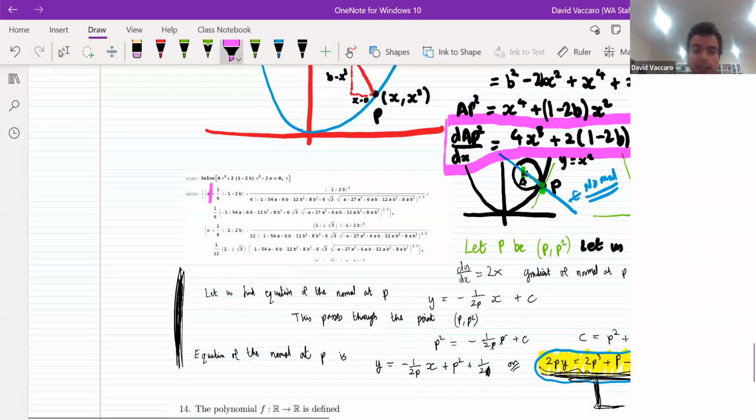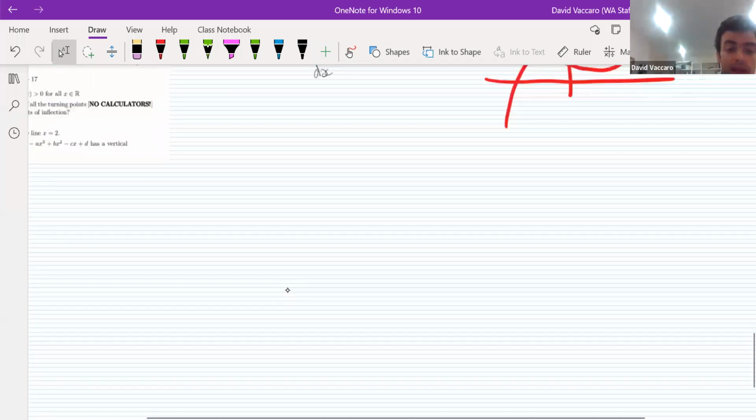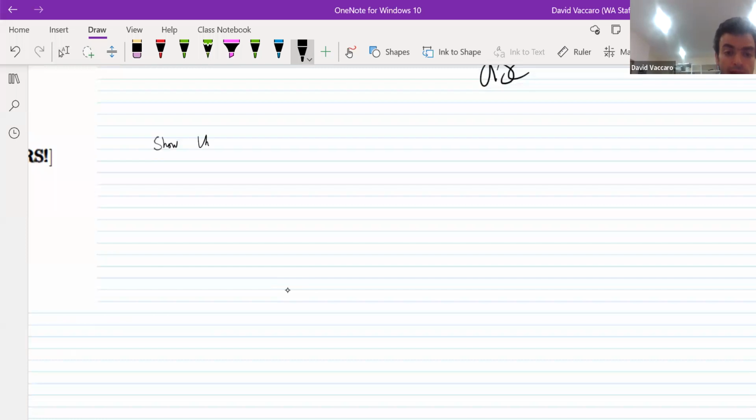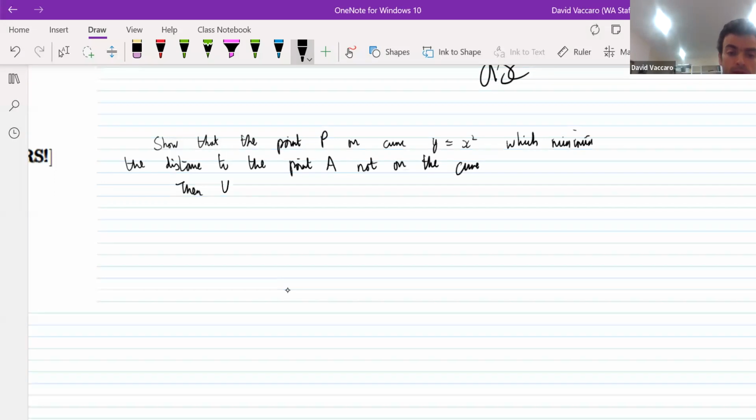So what is interesting is if you had, in an exam, and this is more likely to be a university exam, if the question had said, show that the point P on the curve y equals x squared, which minimizes the distance to the point A not on the curve, then the tangent, sorry, the normal drawn at P passes through A.